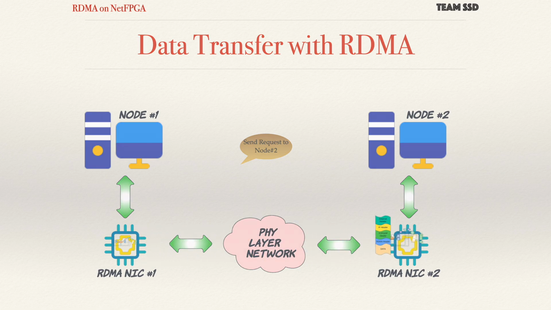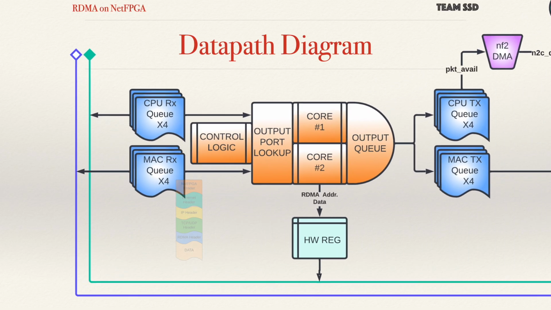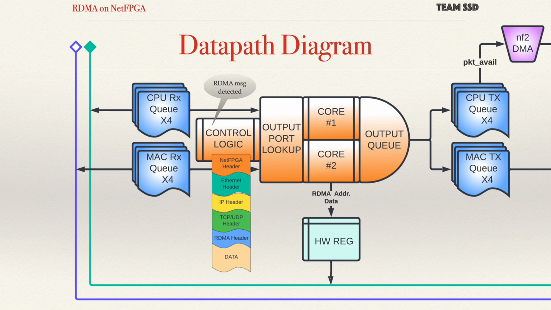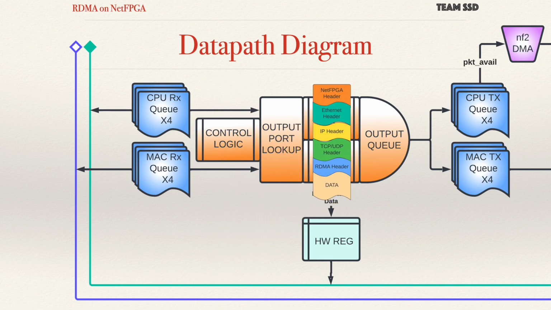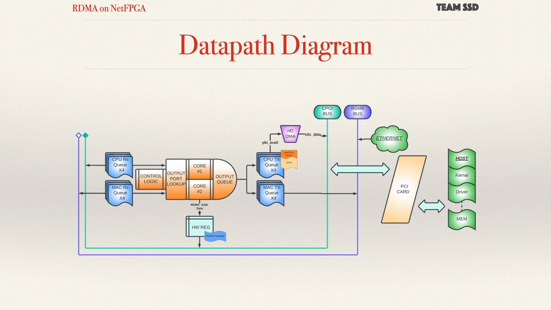Then this packet goes over the network to RDMA NIC 2, where it again enters the FPGA through the MAC RX queues, and then our core 1 will scan this packet and see whether it's an RDMA packet or a normal packet. If it is detected to be an RDMA packet, the RDMA header is extracted into the hardware register and all the other headers are removed. Then this data is sent to the CPU TX queue, and now we perform a DMA operation so that this can directly go to the host memory and bypass the kernel.